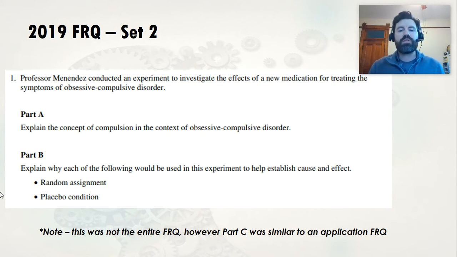And then placebo condition, why is that important to establish cause and effect? We want to make sure that the control group is given a placebo to see if the drug actually has therapeutic value, or perhaps just the perception that they're taking this drug allows them to change somehow. And so if you want to know whether or not a change in behavior is because of a drug or a mindset, it's important that you use a placebo.